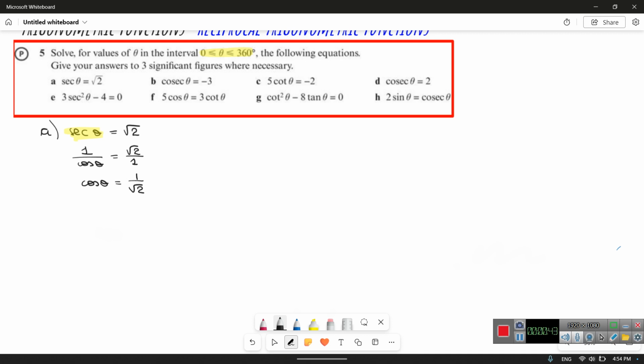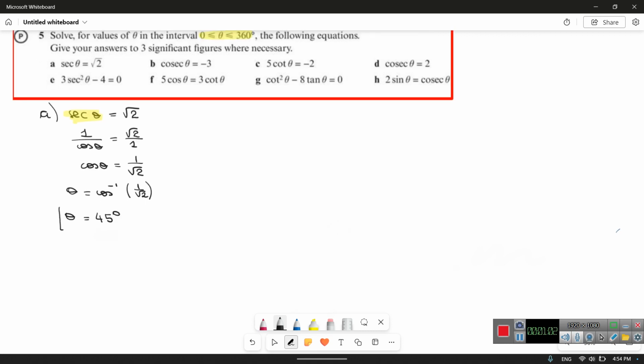Now I would like to use a calculator. If I use a calculator, I get the inverse of cos, cos⁻¹ of 1 over √2, and I get this as equal to 45 degrees on my calculator.